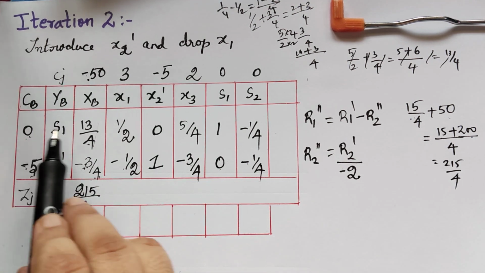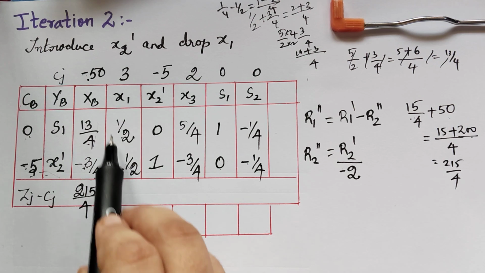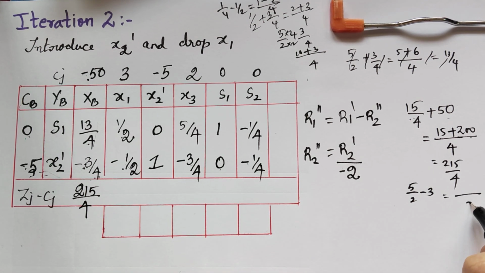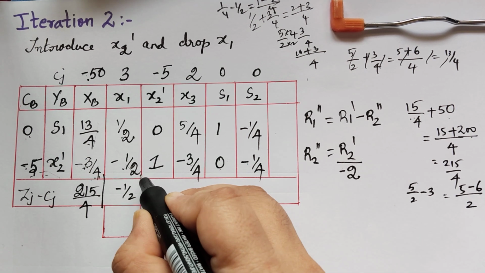Now next here, 0 into 1 by 2 is 0. Minus into minus plus 5 by 2 minus 3. So what is 5 by 2 minus 3? The LCM is 2. 5 minus 6, which is minus 1 by 2. So we get minus 1 by 2 over here.